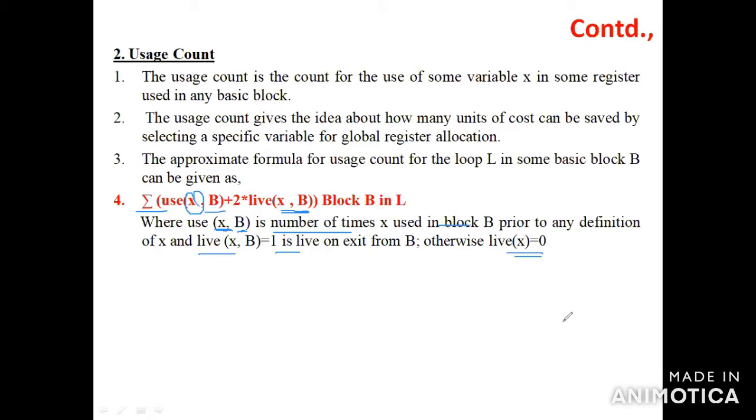So this is the usage count definition: summation of use of x comma b plus 2 into live of x comma b, block B in L. Where use of x comma b is the number of times x is used in the block. Live of x comma b indicates 1 if the variable x is live in the basic block, which determines how many costs will be allocated for the given basic block. If the variable is not available in the given basic block, it will be indicated as 0.